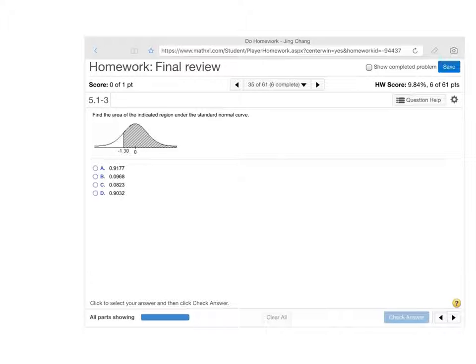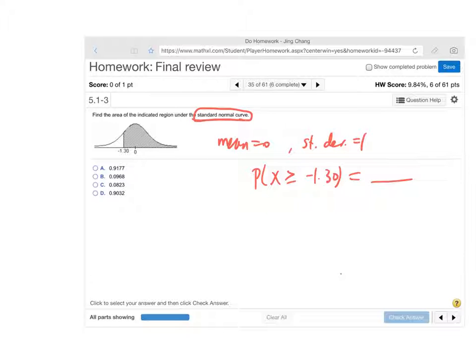Okay, for this problem, just use the normal calculator. For the mean, it's 0, because this is a z-score. Oh, sorry, it's not a z-score. The problem does not say z-score, but the mean is 0, the standard deviation is 1, and then you're looking for the probability that x is greater than or equal to 81.30. So 0.9032, and the answer should be D.